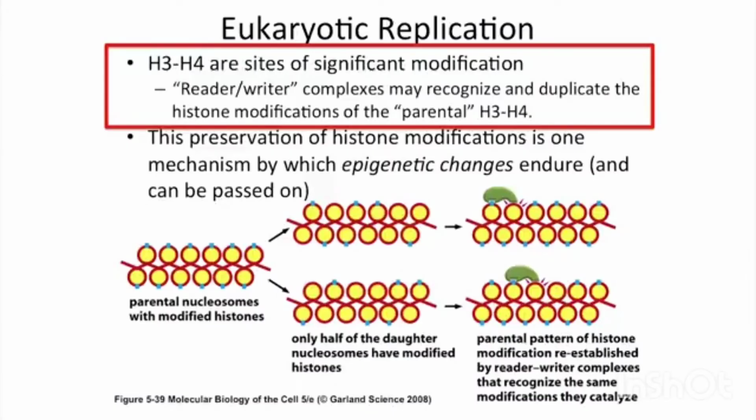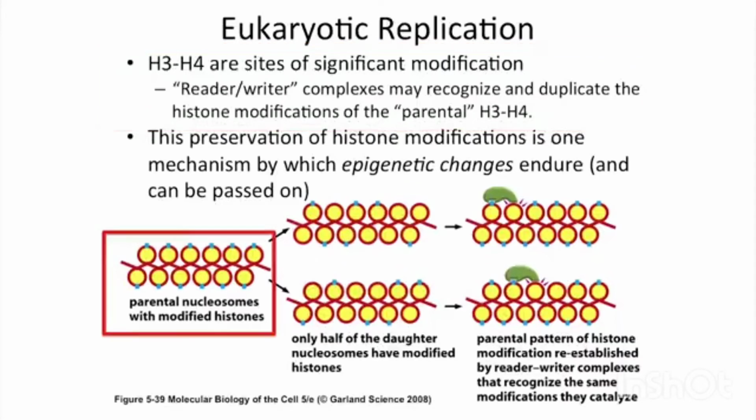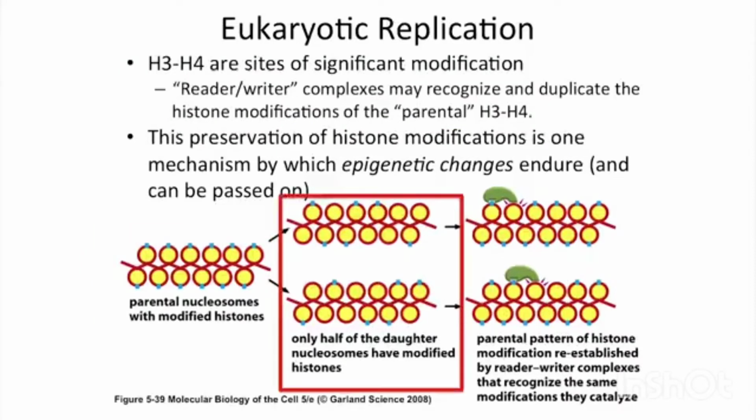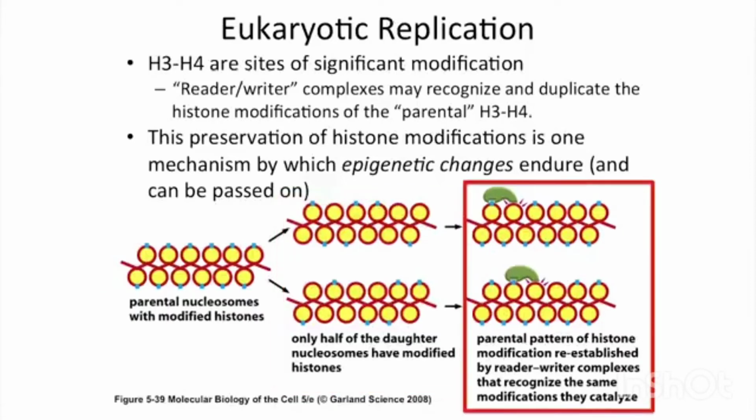Replicating the histone modifications is important because H3 and H4 are particularly sites of modification. And as we've said, there are reader-writer enzymes that in some way recognize and duplicate the modifications to match the parental H3, H4. So if we start with the parental nucleosomes, after replication, only half of the daughter nucleosomes would have modified histones. So these modifying enzymes replicate the parental pattern of modification so that they have exactly the same modifications when replication is completed.